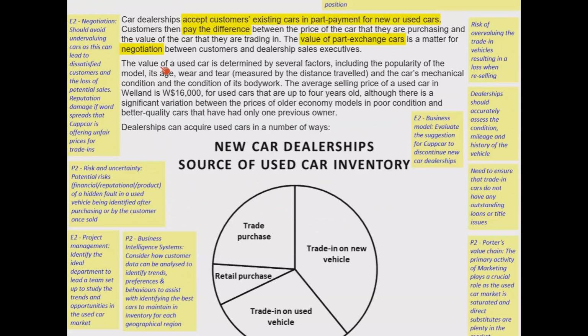Now, it points out that the value of a used car is determined by lots of things: its age, its wear and tear, and the average selling price is $16,000 in Welland, and that's for cars up to 4 years old. But different prices for different ages of cars.